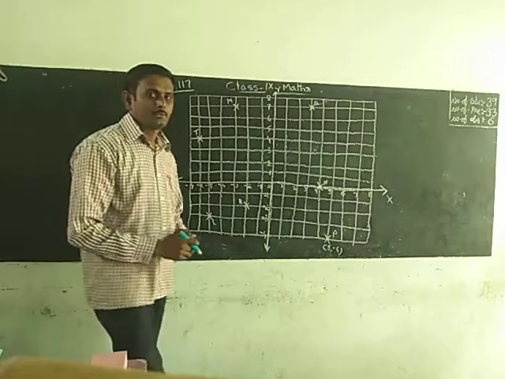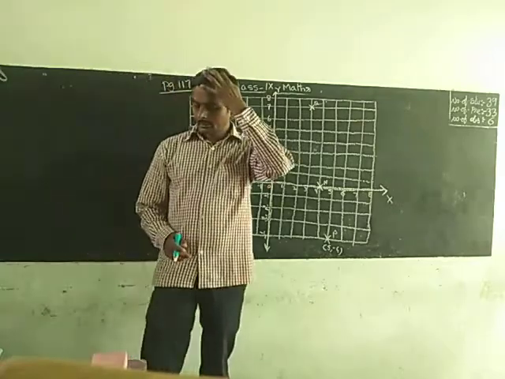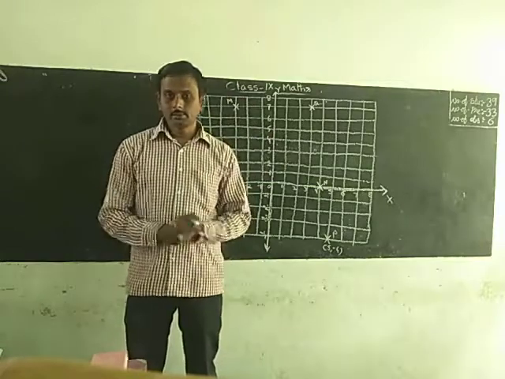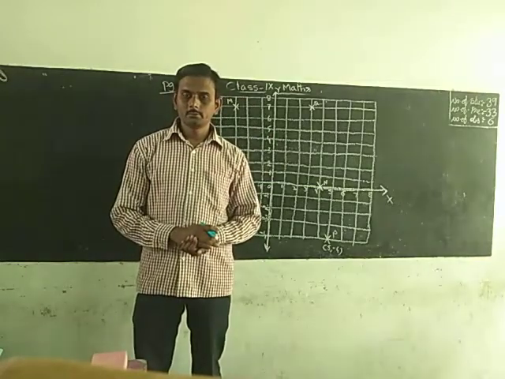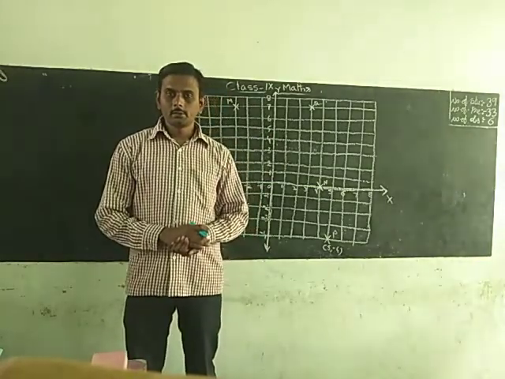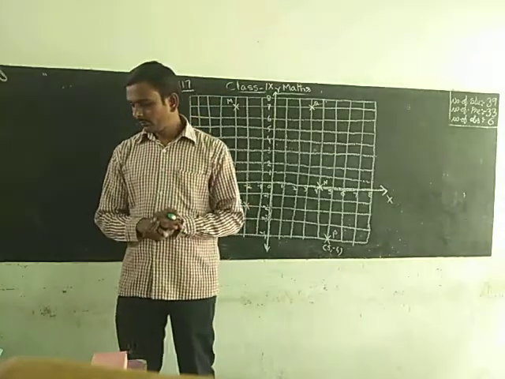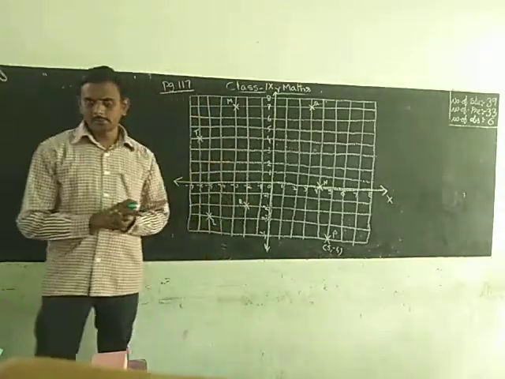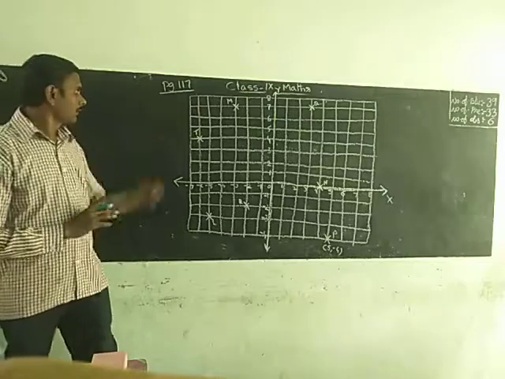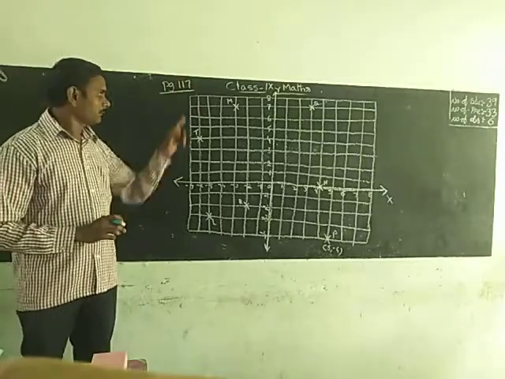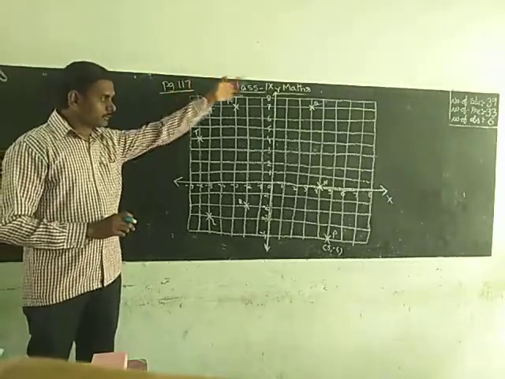In the previous class, we discussed coordinate geometry sums in exercise 5.2. Today we will discuss some more sums here, on page number 117. They have given a graph sheet like this.